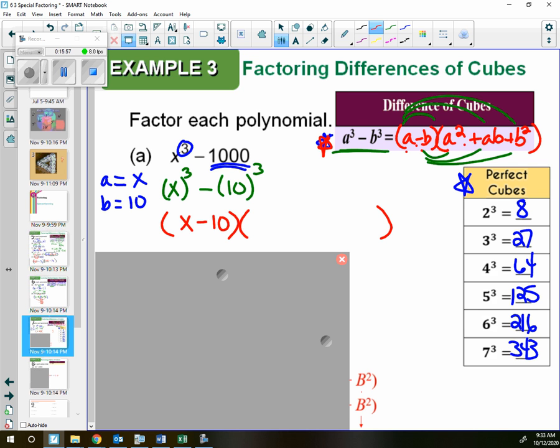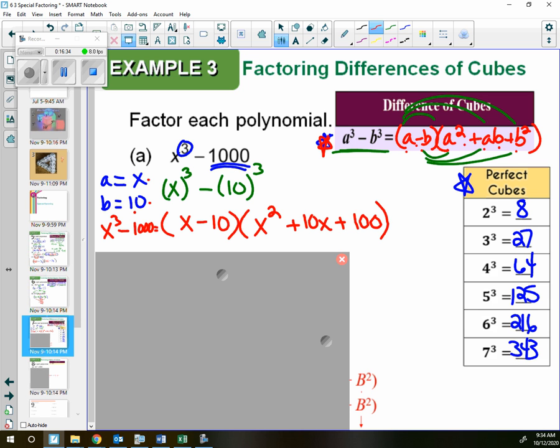All right, now we need an a squared. So I'm going to take the a, which was x, and I'm going to square it. So x times x. Plus, I'm going to multiply the a times the b. So the 10 times the x, and I think the easiest way to write that would be 10x. X times 10 is the same thing, but it looks a little wonky. And then the last term is plus b squared. All right, that means take the b value and square it. So 10 squared. Now, for me personally, I don't usually leave it 10 squared because that seems kind of goofy when I know I can figure that out. 10 squared is 100. Now, that's the factoring for x cubed minus 1,000.